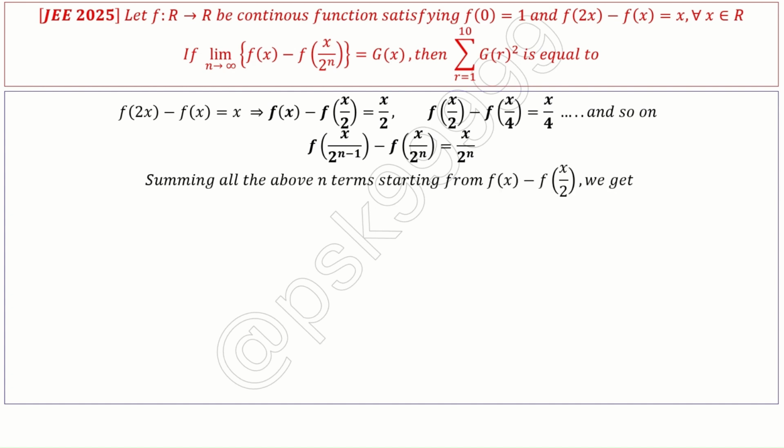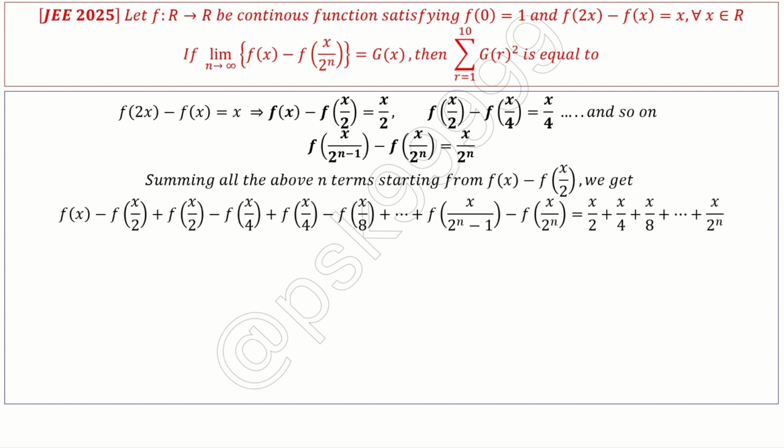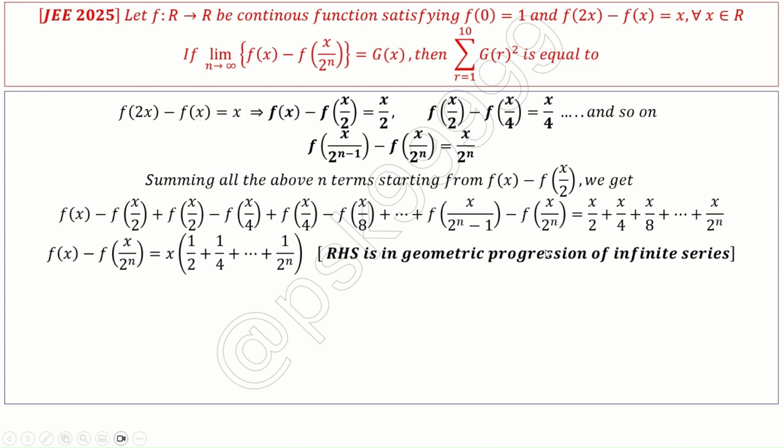So if I sum up all these things, starting from f of x minus f of x by 2, what we will get is this full expression, which is nothing but x by 2 plus x by 4 plus x by 8 up to x by 2 to the power of n. On the LHS, all the terms get cancelled. I am left with f of x minus f of x by 2 to the power of n. This is what I am left with.